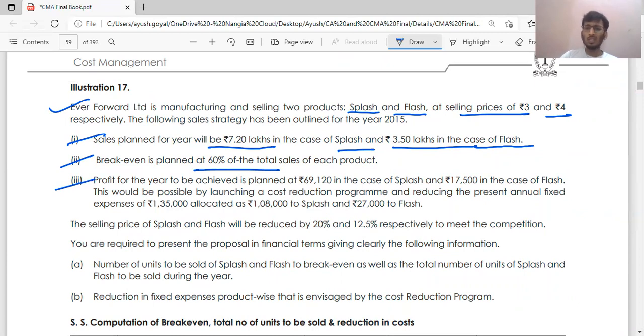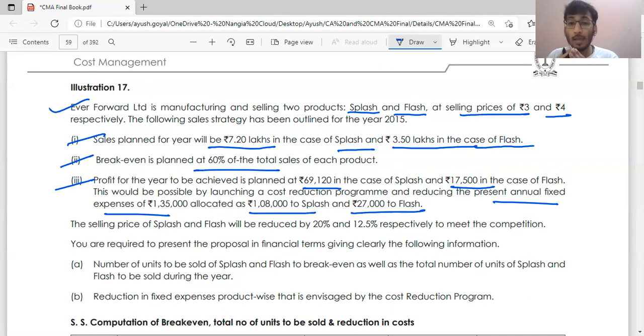Okay, so it's an easy question, I think. The profit is also given, it is 69,120 and 17,500. That would be possible by launching the cost reduction program. Now the current fixed cost is given to us as 1,08,000 for splash and 27,000 for flash.